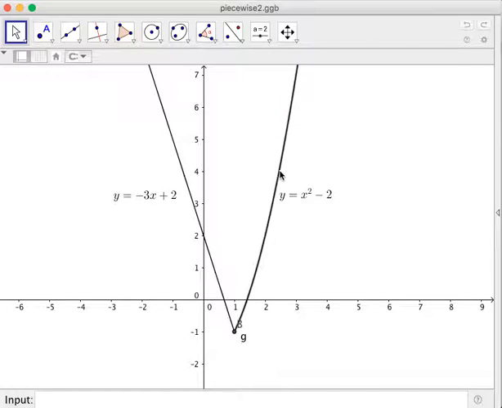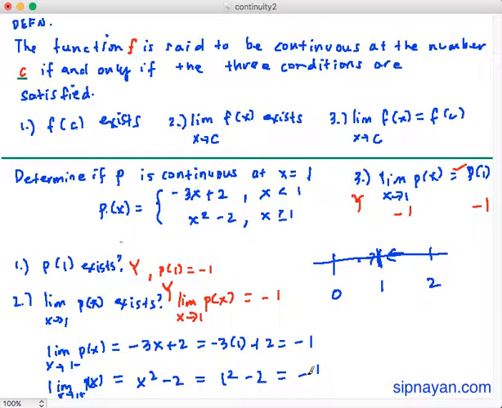Pag nandito ka naman, yung value mo nandito. Pag malapit ka na, yung value mo malapit na sa negative 1. Okay? So, negative 1 din yung right-hand limit niya. Right-hand limit is also negative 1. And of course, no, the value of the function is equal to the limit as x approaches 1. Kaya siya na-satisfy din yung condition 3.